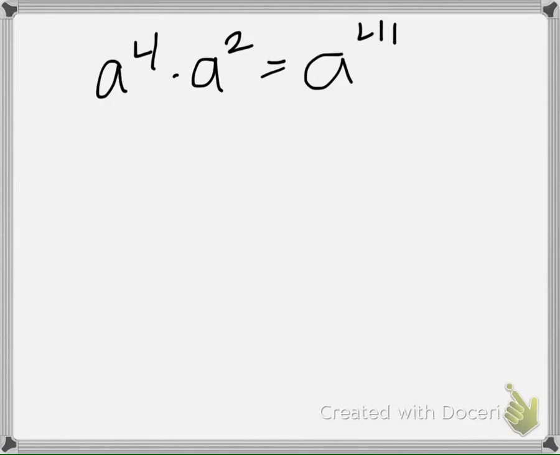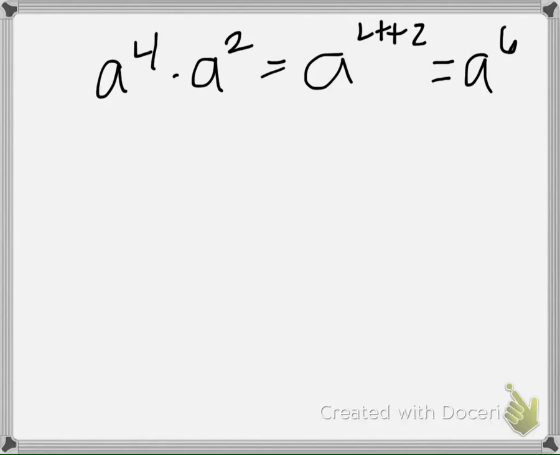Okay, so chapter 7, section 4 is dividing exponents. We have done multiplying exponents in class in 7-2. When we multiplied exponents, for example, a to the fourth times a to the second, we did what with the exponents? We added them. So a to the fourth times a to the second would be a to the sixth, okay? We add the exponents.